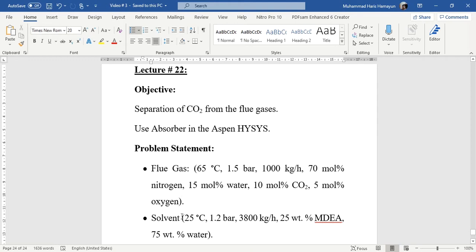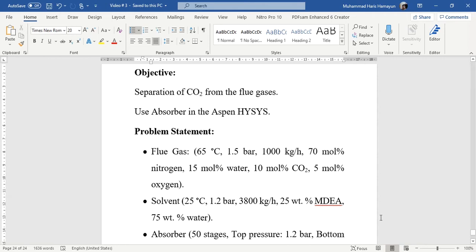The solvent which we are using for the purpose is MDEA solution, which is entering the absorber at 25 degrees centigrade, 1.2 bar, with a flow rate of 3800 kg per hour, and the composition of the solution is given in mass value, which is 25 weight% MDEA and 75 weight% water.